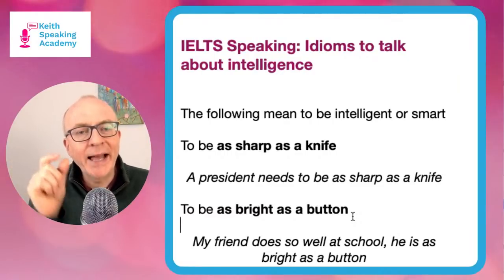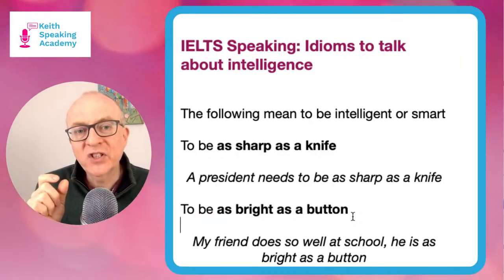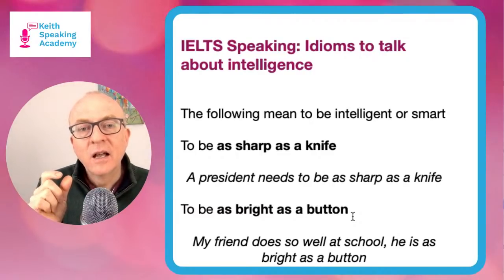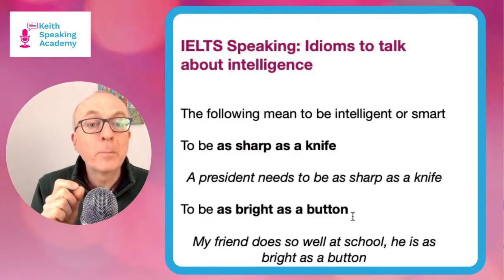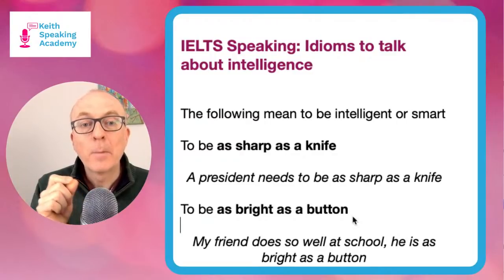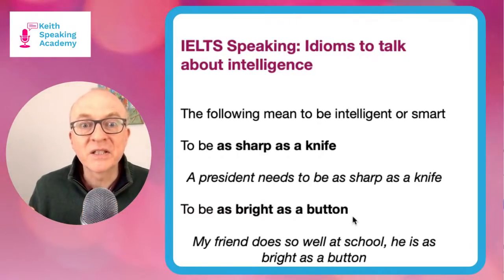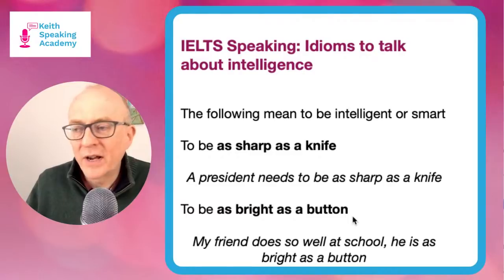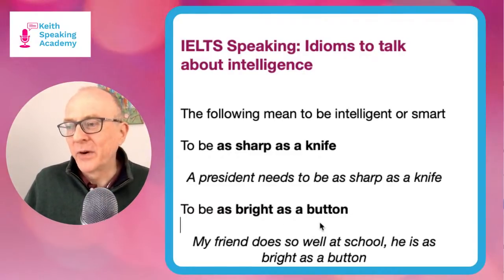Here, just notice with the as, the as is normally pronounced weakly. Sharp as a knife, as bright as a button. Right? As bright as a button. Very easy. Both of those mean the same thing, right?